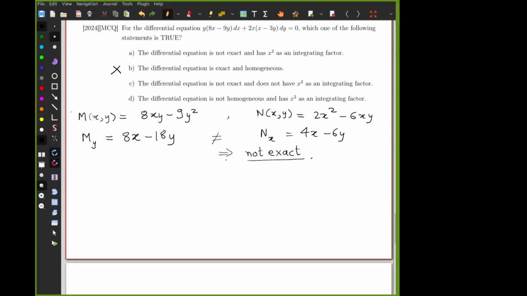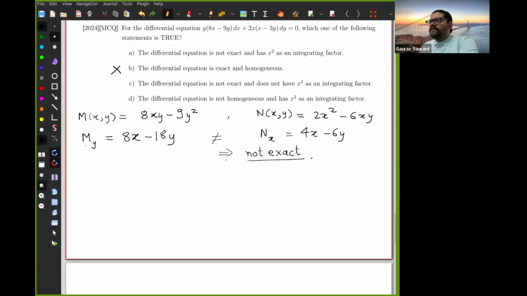Let's change this up. Let me write this in the form dy by dx equal to f(x,y). So if I do that, I will have dy by dx equal to 8xy minus 9y square divided by 6xy minus 2x square. So now this is my f(x,y), the right hand side expression.